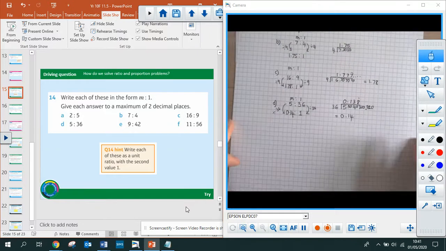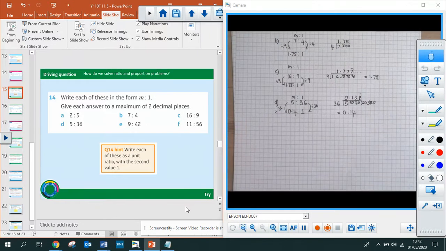Okay, actually, I think once you know what a unit ratio is, the hardest part is the division. They don't always give you them as difficult as this. Okay, and sometimes you maybe have a calculator if it was a question like this.